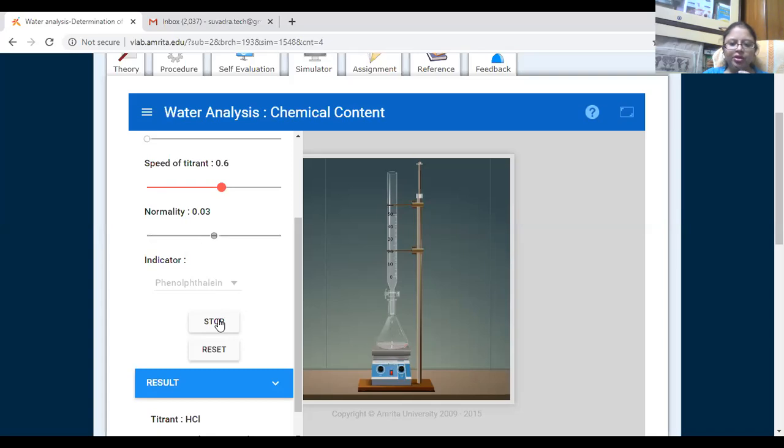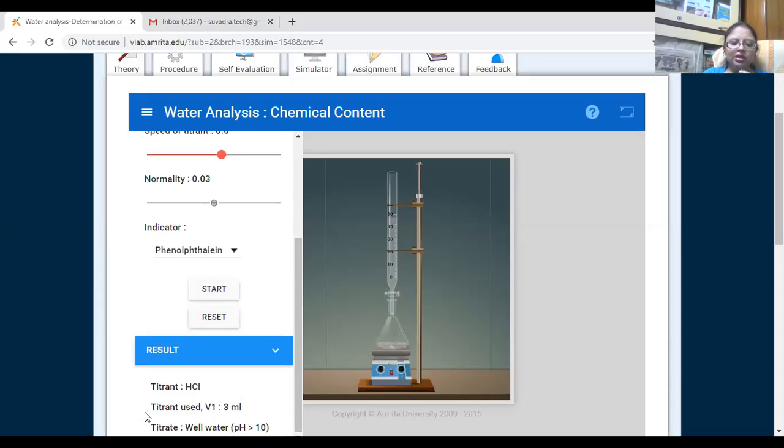So the titration is going on with phenolphthalein indicator. So it becomes colorless, so I stop the titration. Now see, the titrant used is 3 ml. That is, acid used is 3 ml for phenolphthalein. So your V1 is 3 ml. Here I have taken the sample as well water, and pH is greater than 10. That's why we are getting the value with phenolphthalein indicator.